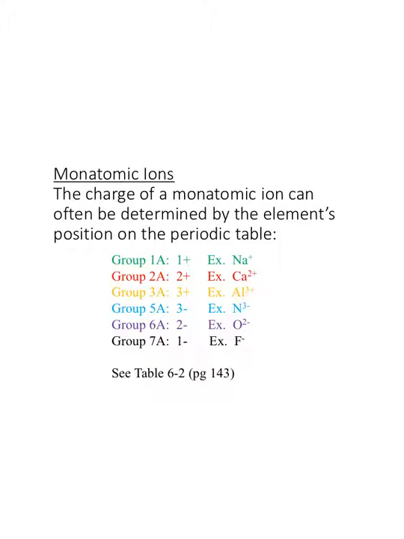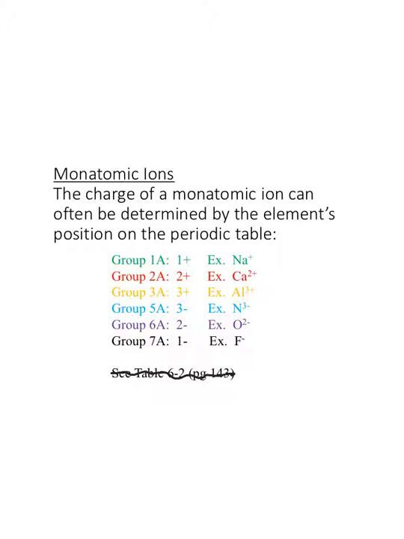Okay, so there are different types of ions. So let's differentiate between them. First, we've got monatomic. Well, what did we learn mono meant yesterday? One, right? So one atom ions. So these guys are going to be representing all the elements on the periodic table. The fun thing for us is that we can look at their position on the periodic table and determine what their charge is going to be.